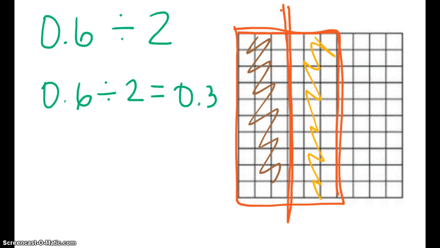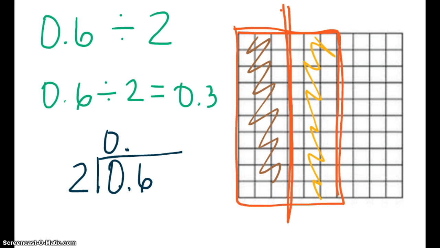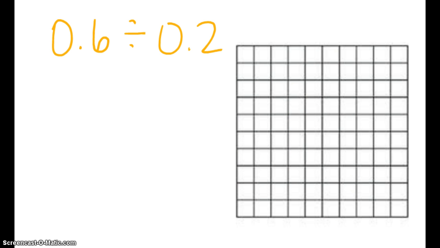And the way that we write that is 6/10 divided by 2. What you're going to do is just move your decimal point straight up, and then you're going to say 2 will not go into 0, but 2 will go into 6 3 times. 3 times 2 is 6, and we are done. So 6/10 divided by 2 is 3/10 in each group.